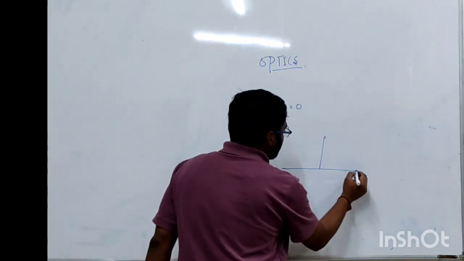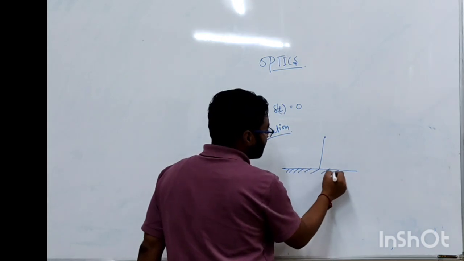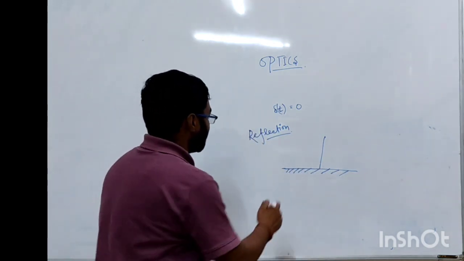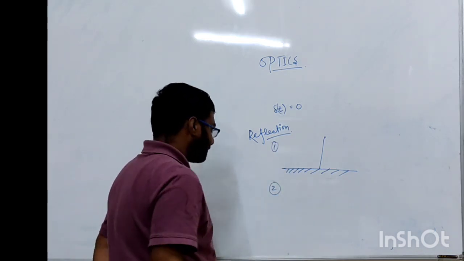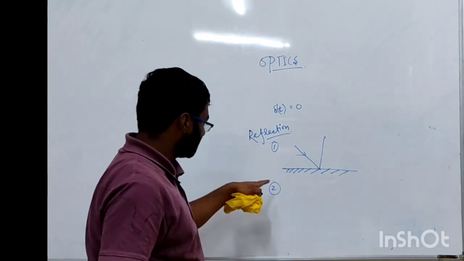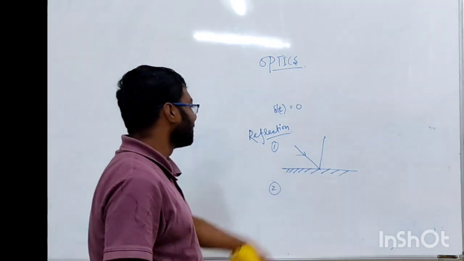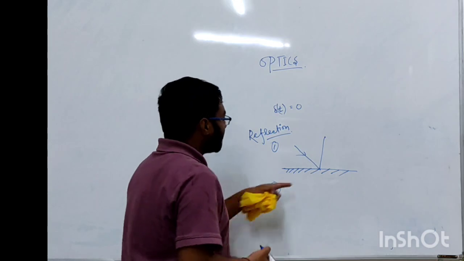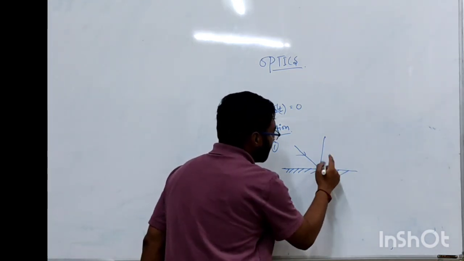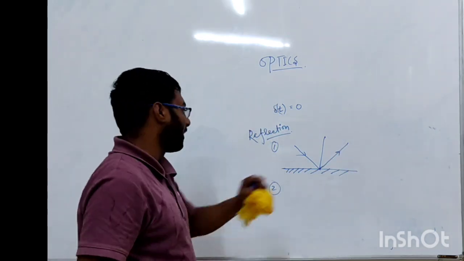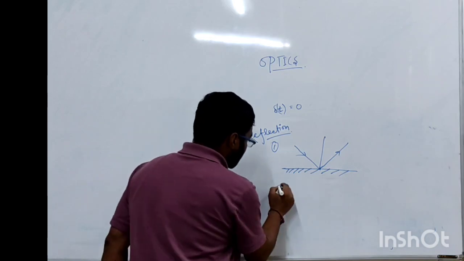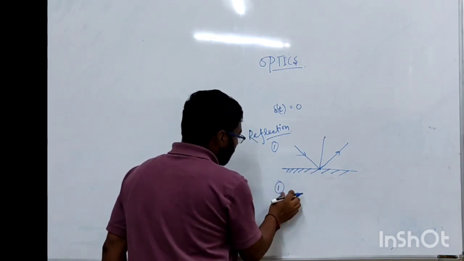So if we see the reflection of light, let us consider the interface of two media, that is the first medium and that is the second medium. If light falls from medium 1 on the interface of the two media, and after that it goes back to medium 1, that is called reflection of light. So we can show two laws of reflection.